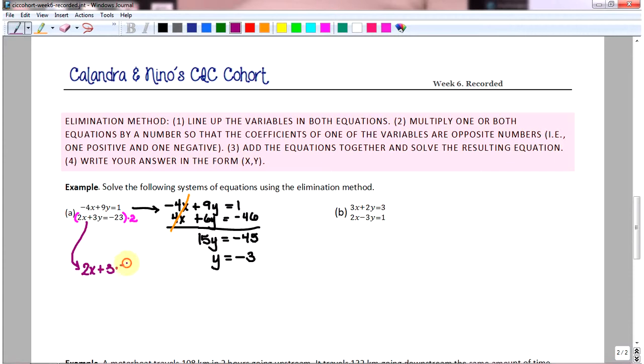So 2x minus 3 times negative 3 equals negative 23. I get 2x minus 9 is equal to negative 23. Now what we're going to do is add 9 to both sides, and we get negative 14. Divide both sides by 2, and we get x equals negative 7. So our answer for this problem is going to be the point negative 7, comma, negative 3.